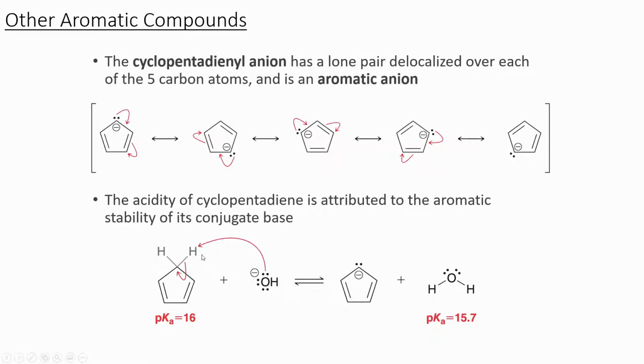So we can take cyclopentadiene and deprotonate it, and we see that it's actually incredibly acidic for an sp3 carbon hydrogen. And this acidity is attributed to the fact that the conjugate base is aromatic now. So if there's a way to go to aromatic, it's going to be a favorable path for a molecule to take. This is also seen in the keto-enol tautomerization.